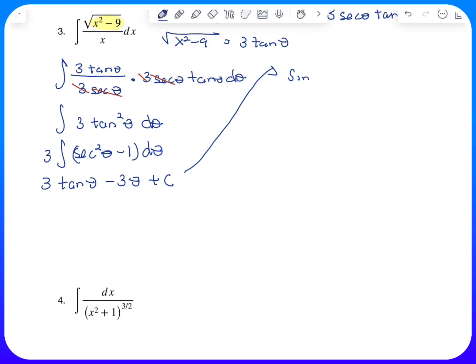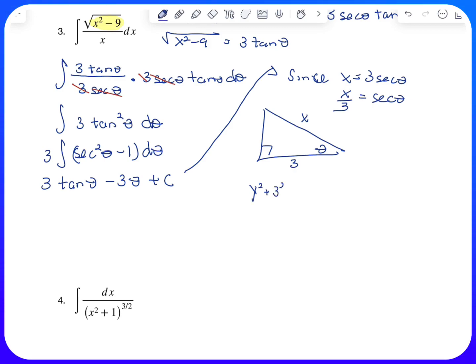Now we need to go back to our x variable by using our right triangles. So I'm going to remember x is equal to 3 secant theta. So secant theta is equal to x over 3. Identify one of my acute angles in my right triangle as theta. And so my hypotenuse will be x. My adjacent side would be 3. I need to use Pythagorean theorem to find our opposite side. And we get our opposite side is equal to the square root of x squared minus 9.